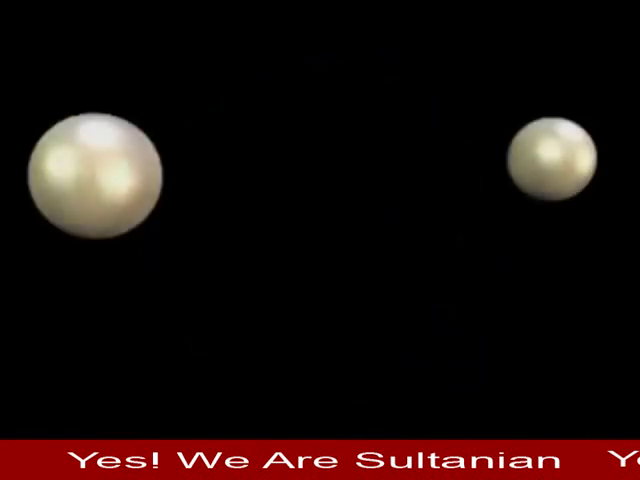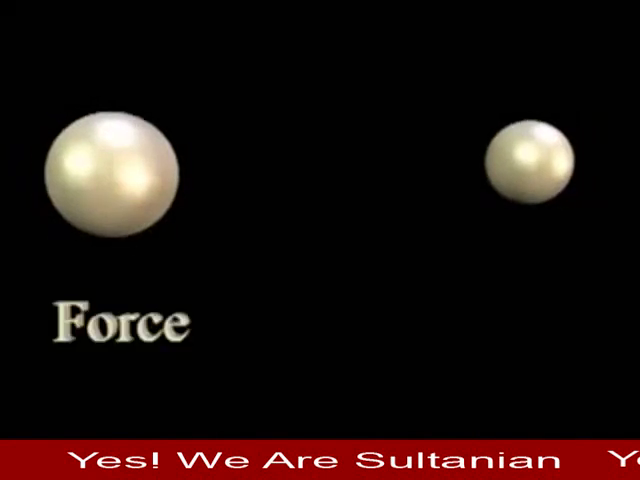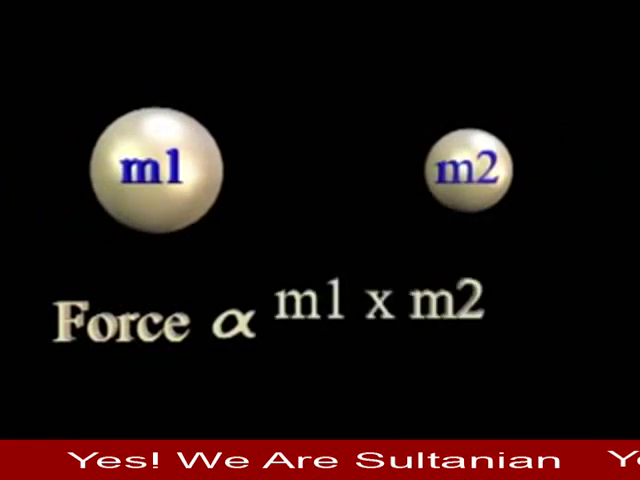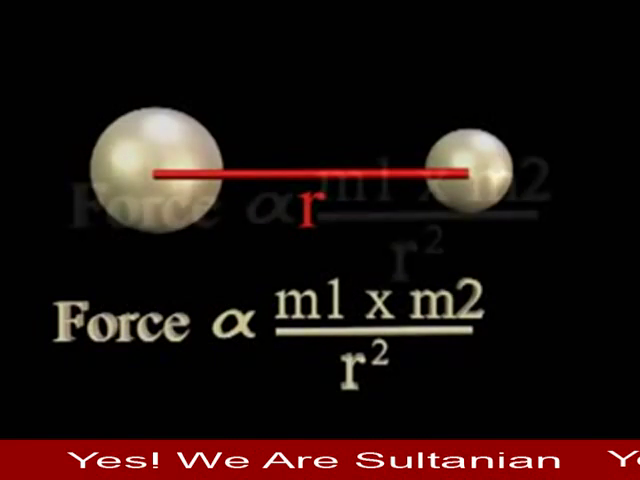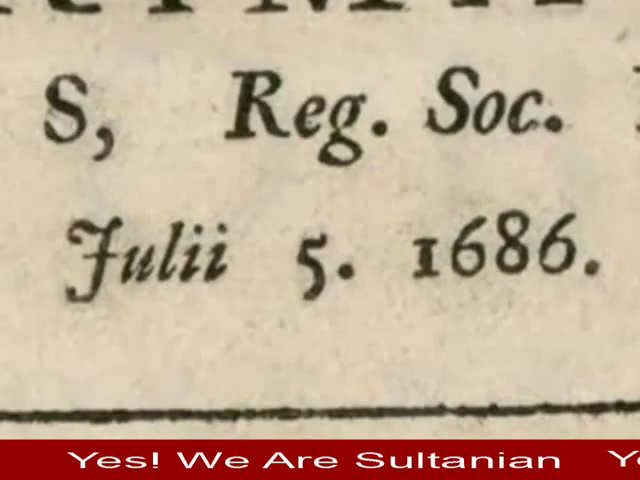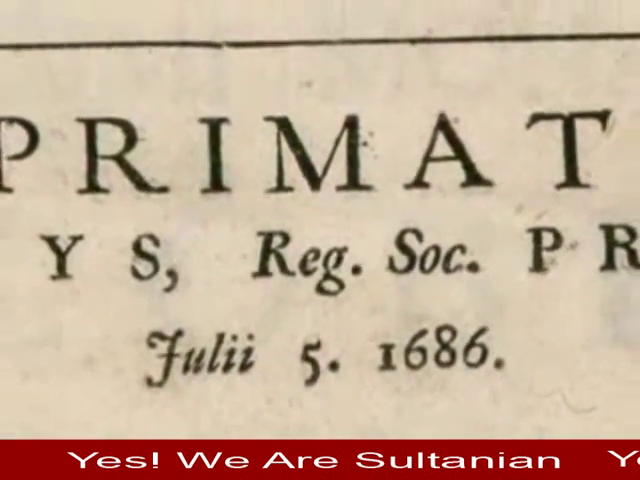Newton's law of universal gravitation states that two objects in space attract one another with a force that is proportional to the product of their masses, m1 times m2, and inversely proportional to the square of the distance between them, r squared. Looks like this mathematically. Released by Newton in 1686, this amazing insight revolutionized how people thought about the structure of the universe.